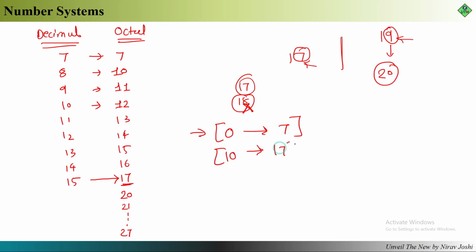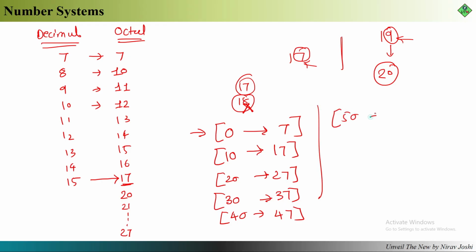10 to 17. Exactly. Very good. After 17, what we will get is 20. 20 to 27. Exactly. Very good. After that, what we will get is 30. 30 to 37. Right? Then 40 to 47. Exactly. After that, 50 to 57. Very good. Then 60 to 67. Yes. Then 70 to 77.